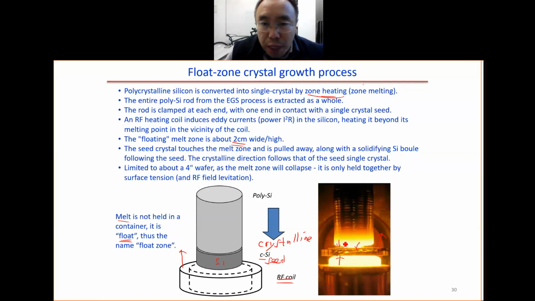So we cannot make the size larger. It's up to, as we said, 4 inch or 100 millimeter, because this is floating. The zone is only held by the surface tension. Only the surface tension holds the liquid silicon. If it's bigger than 4 inch, then the melt zone will collapse.